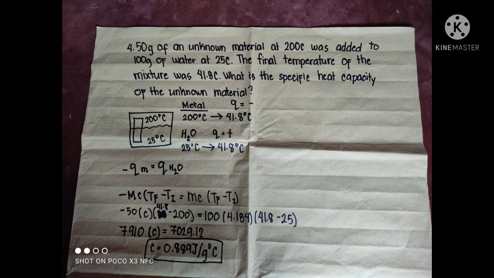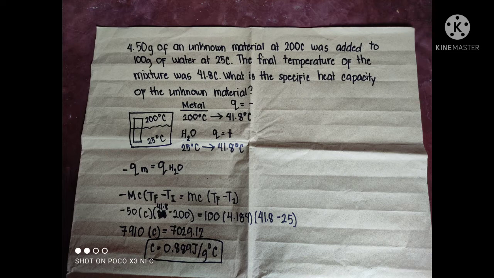So number 4, 50 grams of an unknown material at 200 degrees Celsius was added to 100 grams of water at 25 degrees Celsius. The final temperature of the mixture was 41.8 Celsius. So what is the specific heat capacity of the unknown material? Let's start with a picture. Imagine we have a beaker of water currently at 25 degrees Celsius, and we're going to place a chunk of material inside this container, and this material is at 200 degrees Celsius.